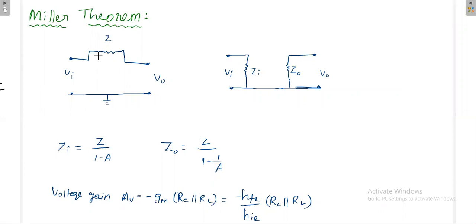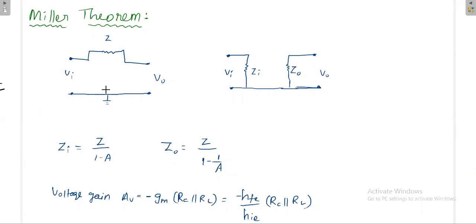Okay, so whenever an element is common between both input and output, what is the effect of this element on the input as well as at the output? That is given by the Miller theorem. If I have some impedance that is common to both input and output, then I can map this impedance into the input side as Zi, and at the output side as Z0. Finally my Zi is going to depend on Z as well as some parameter of the circuit.